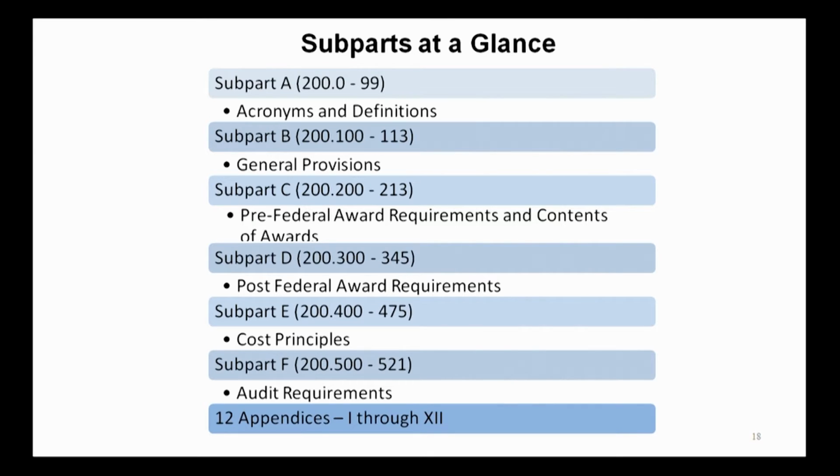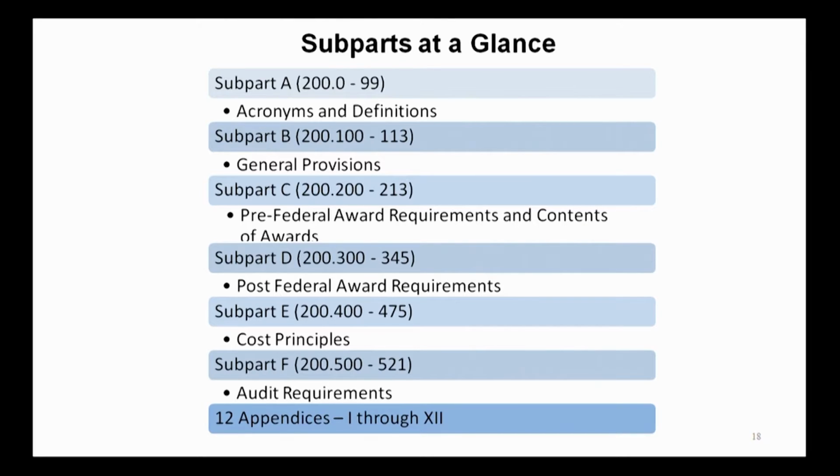So if you're looking for information about procurement, you look under P. That'll give you the numerical reference to the uniform guidance. This is going to be a great aid to you in navigating the uniform guidance. So let's go through the uniform guidance here. You'll see that there are 6 subparts. Each subpart has a range of numbering. Subpart A is 0 to 99, Subpart B is 100 to 113, and so on. So it's easy to understand what category it falls in simply by the numbering.